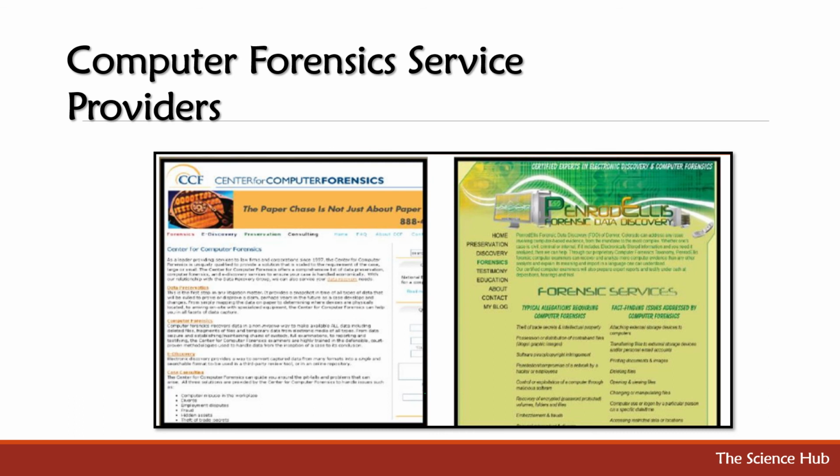So here you can see some of the companies which are providing computer forensic services. These are as below, that is CCF and Penrod Ellis.